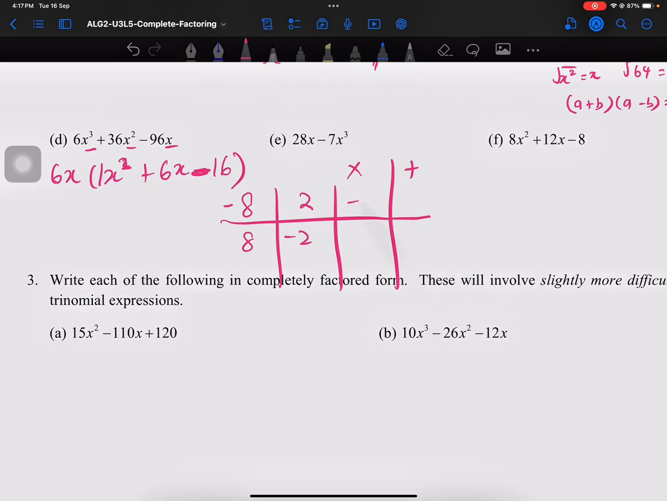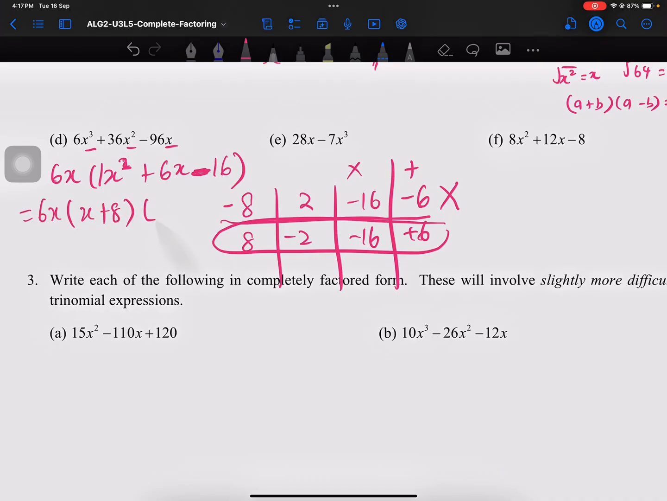If we multiply this, both become 16. So if we add this one, it becomes minus 6. No, we don't want minus 6. We want plus 6, and then this one becomes plus 6. So this is our factor. So we have 6x, x plus 8, x minus 2. Okay, this is our final answer.